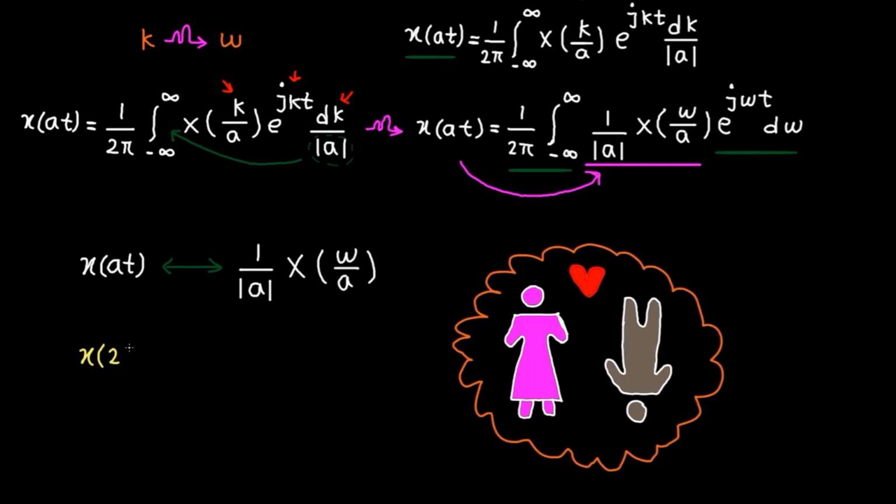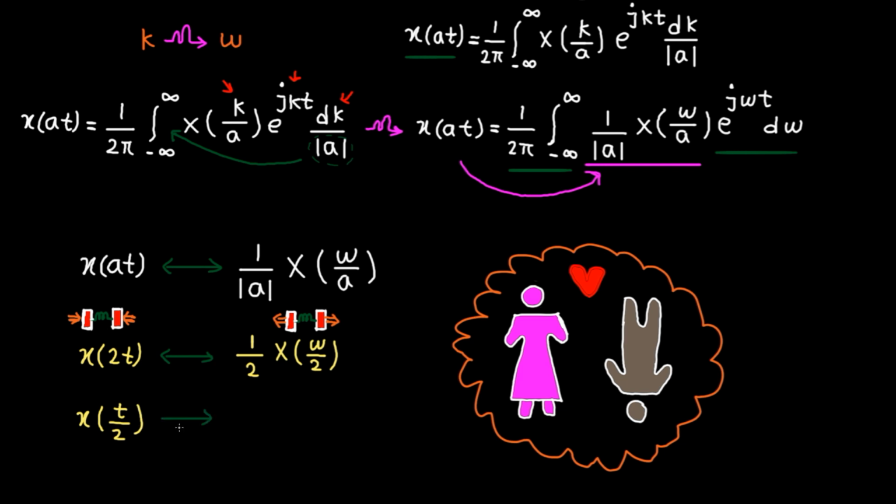For instance, when a is 2, we get this. x(2t) means we play the signal 2 times faster. So it takes less time to finish, and that's why the signal gets compressed in the time domain. This results in expansion in the frequency domain.